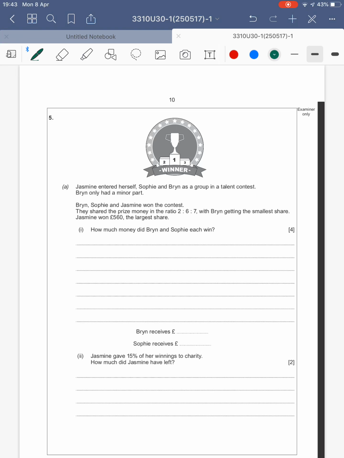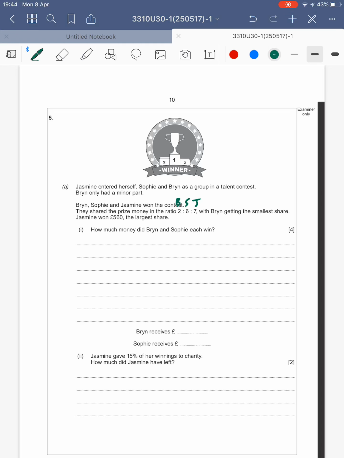Okay, question 5 is a ratio question. You were told that Bryn, Sophie and Jasmine share a prize in the ratio 2 to 6 to 7. So Bryn gets 2 shares, Sophie gets 6, Jasmine gets 7 shares. It says Bryn gets the smallest share and Jasmine won £560, which is the largest share. And we have to work out Bryn and Sophie's, how much they each win.